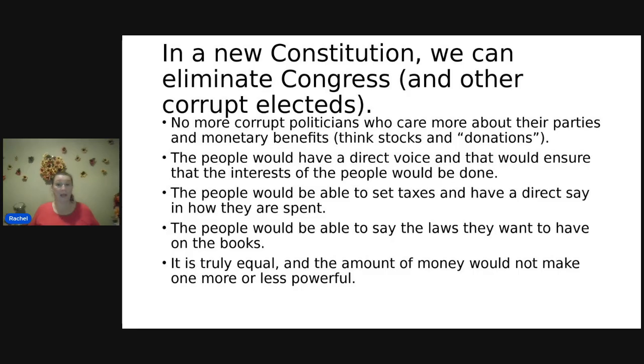The people would be able to say the laws they want to have on the books. Do we want this gun control law here? You know, there's a national registry, and like 80-90% of the people are for it. But there's special interests that keep that from happening. Having a direct democracy, which we now have the technology for, could put a stop to that.